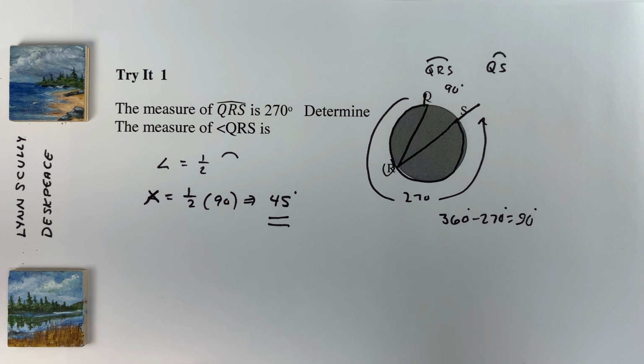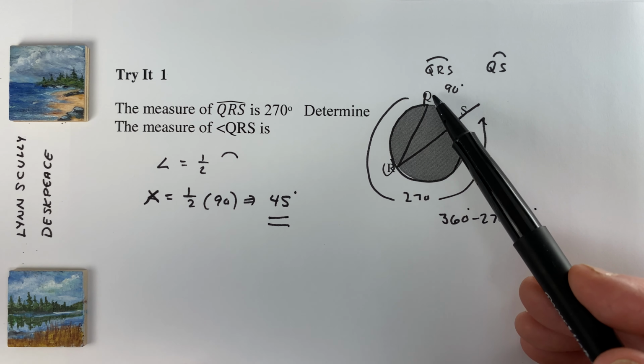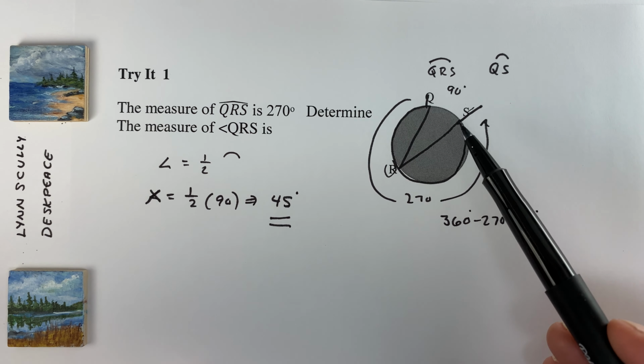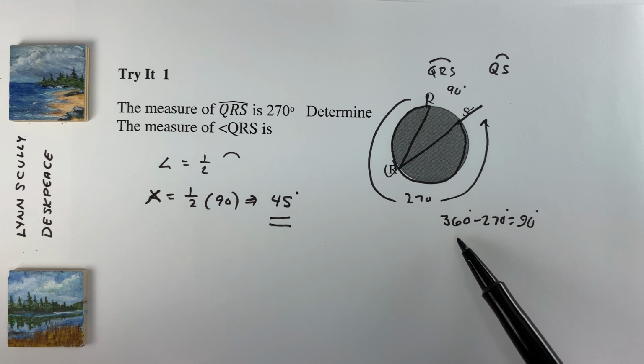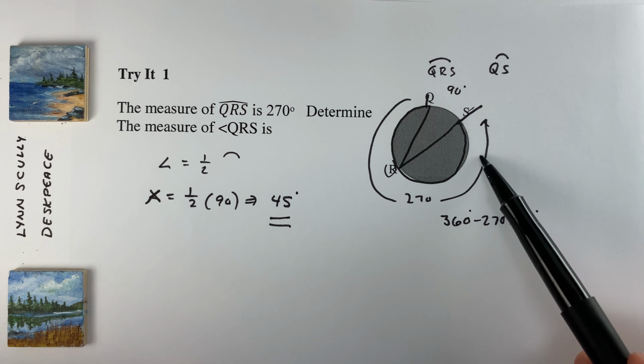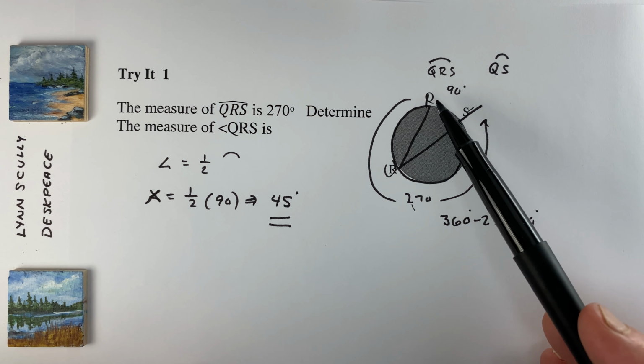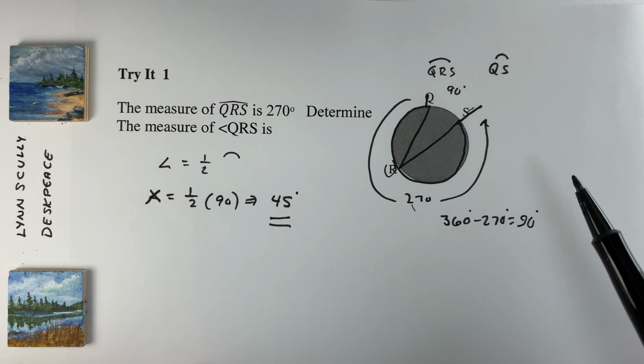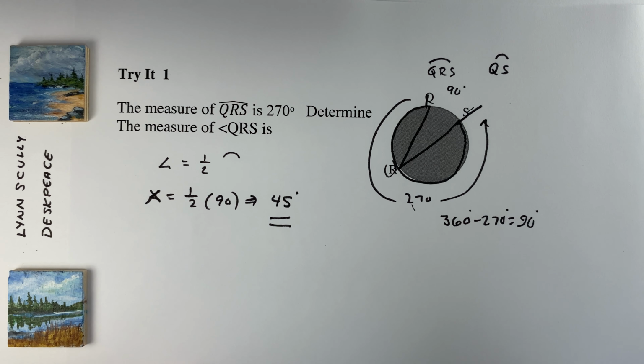It's 45 degrees. I did first have to find out the measure of the arc that was between these two lines. So I took 360, my whole circle, subtracted off the 270 for this major arc, and got that minor arc QS was 90 degrees. And then half of 90 is 45.